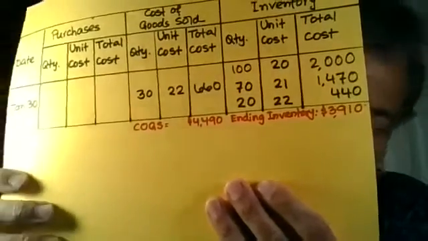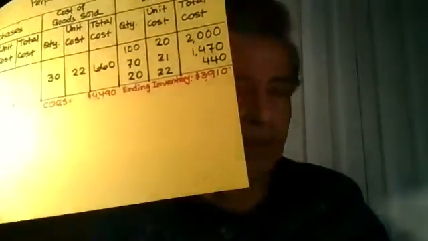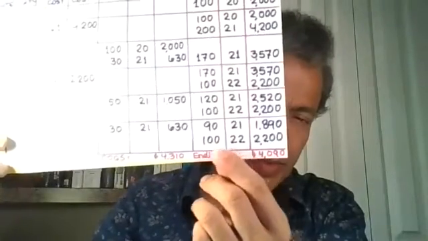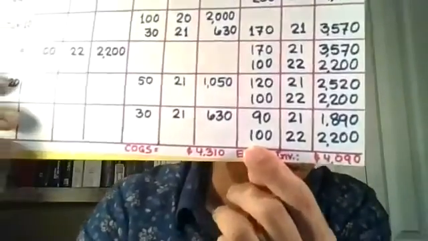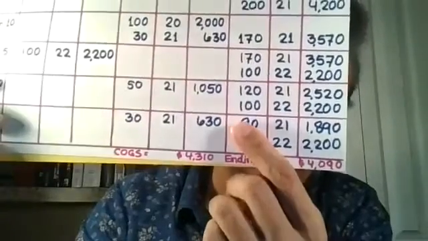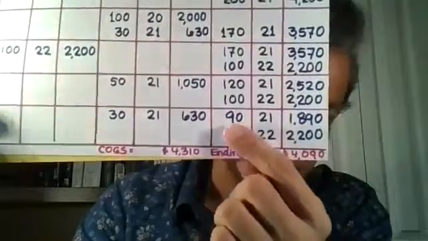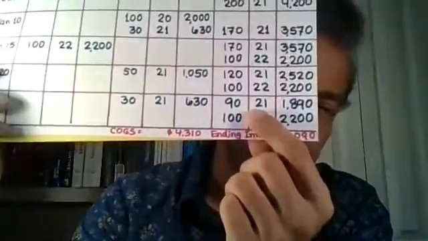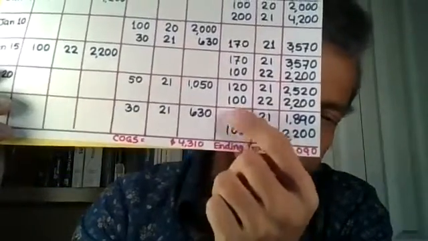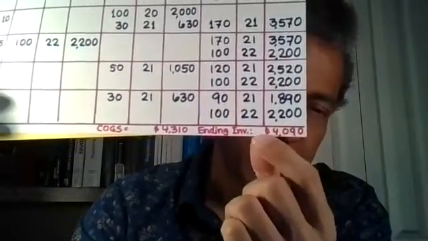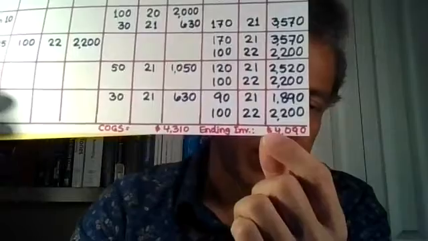You can see the difference between FIFO and LIFO. FIFO's closing stock was only 2 layers. The newest one was intact, the newest 100 units at 22. You can see only 90 units left from the middle one at $21, and the oldest ones are all gone. So in terms of number of units, we're going to have the same number of units, 190, but their value or cost is going to be different under different assumptions.